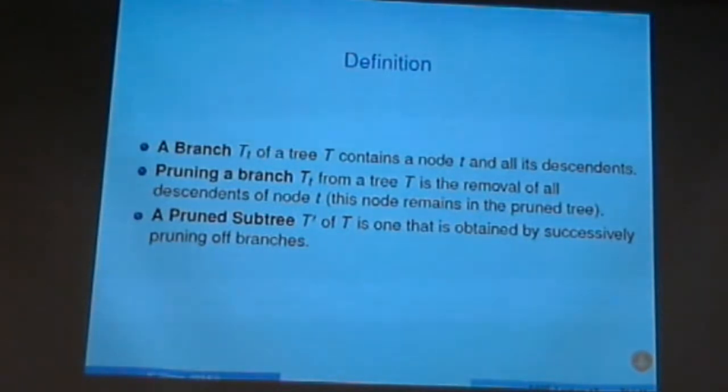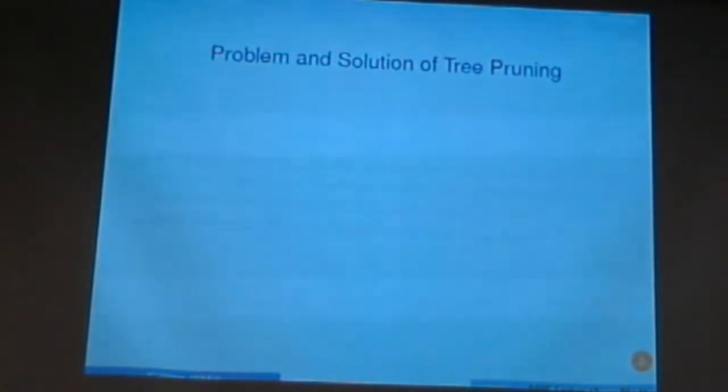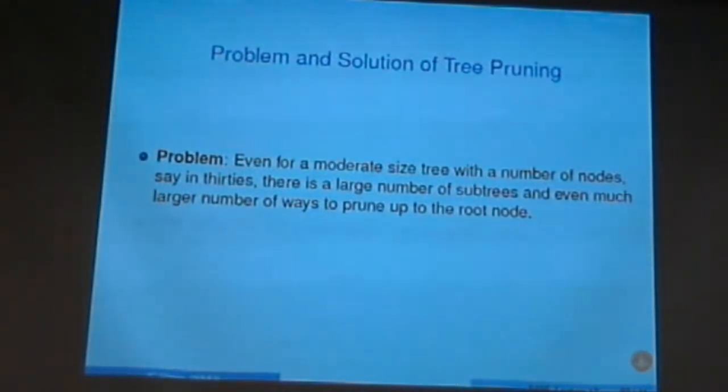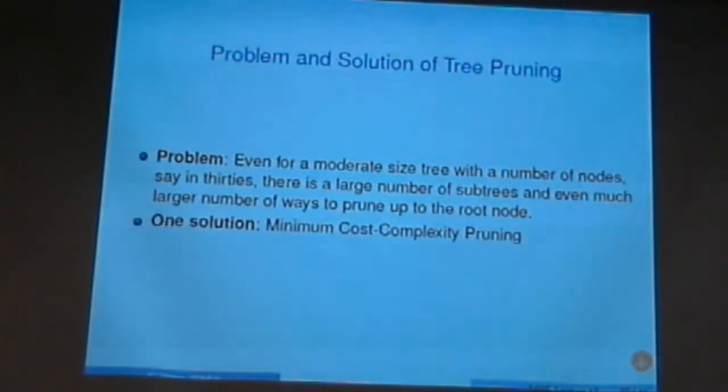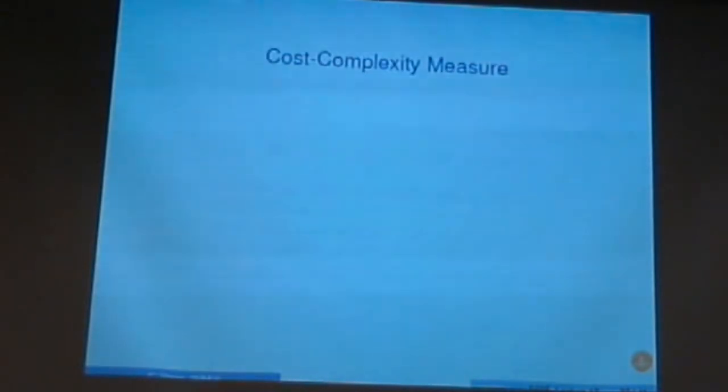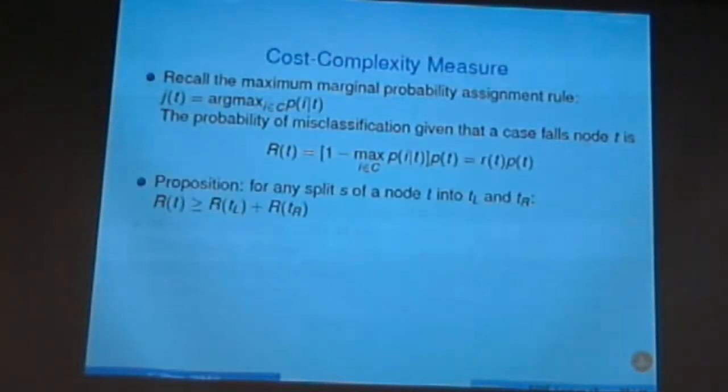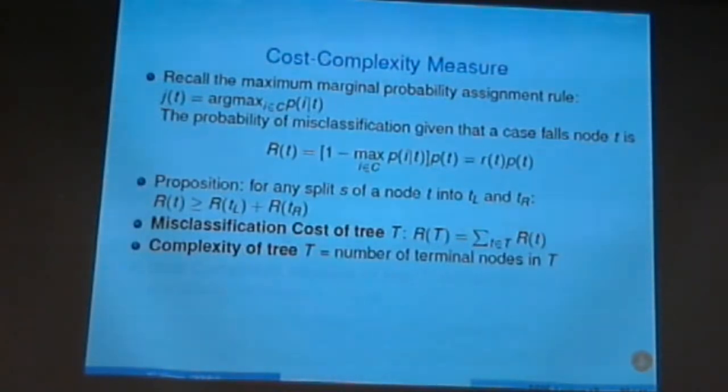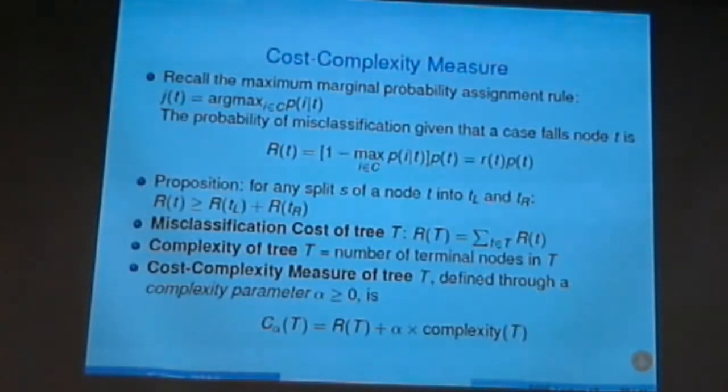Too many of these technical details. The problem is that there are too many ways of obtaining a subtree. So we need some kind of goodness criterion for obtaining a subtree. One of the solutions is the so-called minimum cost complexity pruning. Basically, the implementation of RPART is based on that. There's a complexity parameter to be set. Let me just for once explain that, and just use the final result.